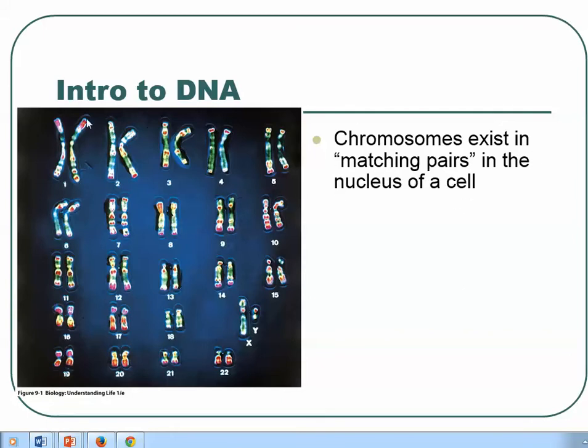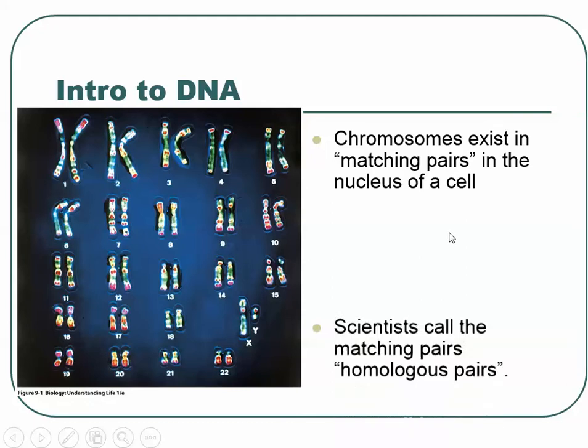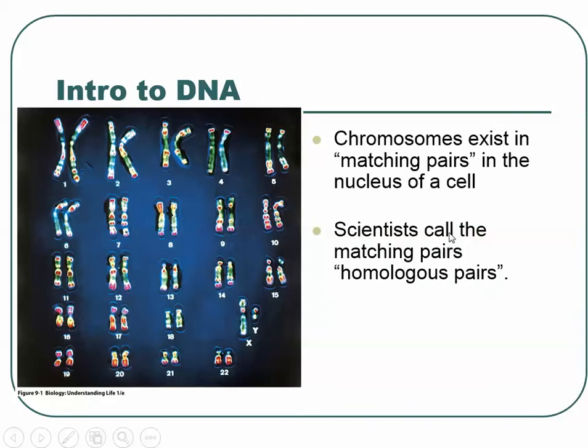So the biggest pair in humans is pair number 1, the next biggest pair is pair number 2, pair number 3, pair number 4, etc. We line the chromosome pairs up in size from largest to smallest. And this is typical not only of humans, but basically of the whole animal kingdom, that the chromosomes come in matching pairs. And we call these matching pairs of chromosomes homologous pairs.